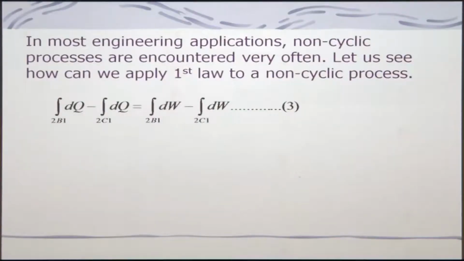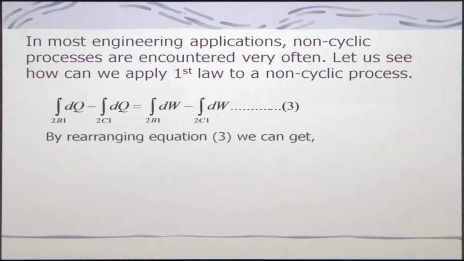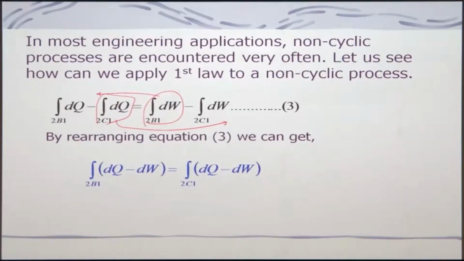For that, we will have to use the same equation, that is, for the path 2b1 heat interaction minus the path 2c1 is equal to work interaction 2b1 minus work interaction 2c1. By rearranging this equation 3, we take this term to this side and this term to that side, right. If I do that, what will I get? I will get ∮dQ minus dW for the path 2b1 is equal to dQ minus dW for 2c1, right.